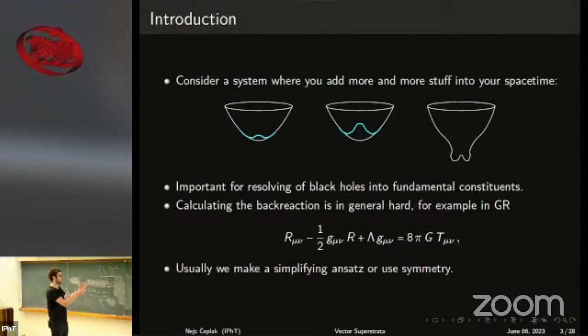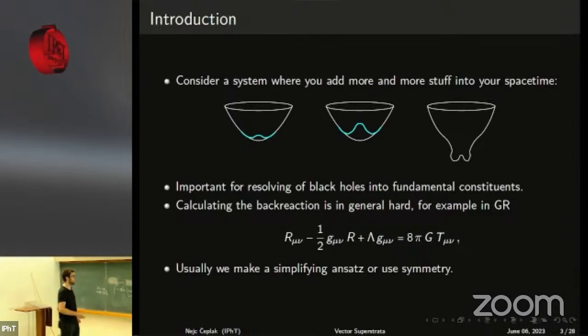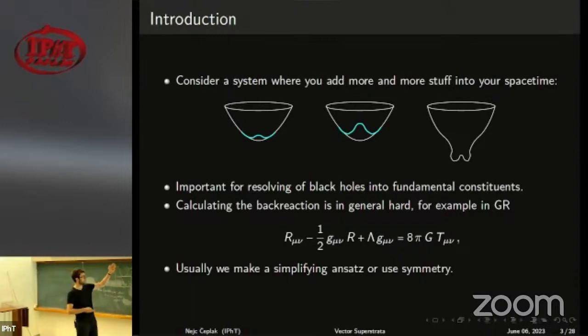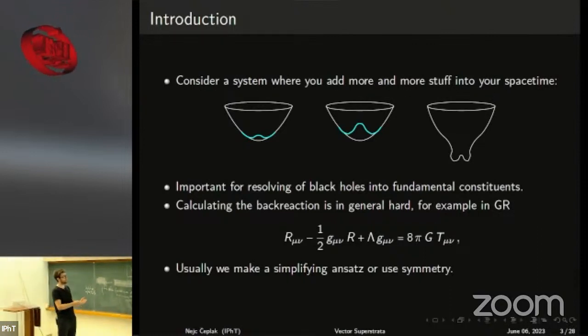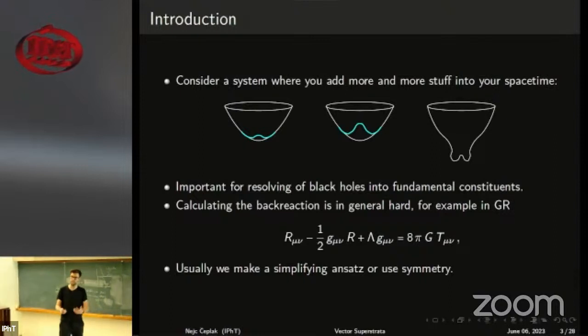If you work, for example, in GR, I know this might not be the right theory if you have the full UV complete theory. But even in GR, this requires you to solve, for some stress energy tensor, a second order differential equation, which is really hard to solve. And usually to solve these equations, either you know what the solution is, or you impose some kind of symmetry, or you make a simplifying ansatz.